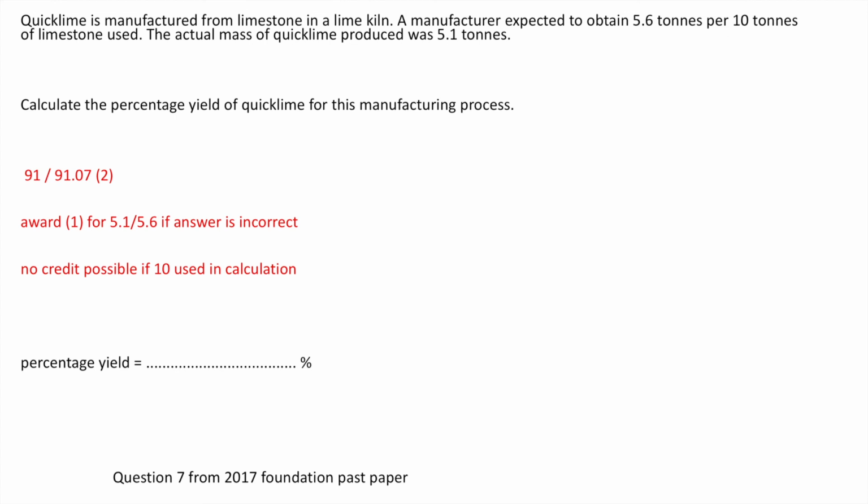Quicklime is manufactured from limestone in a lime kiln. The manufacturer expected to obtain 5.6 tons per 10 tons of limestone, but the actual mass was only 5.1 tons. You're asked to calculate the percentage yield of quicklime for this manufacturing process, which is simply 91, 91.0, or 91.07. 2 marks. You get 1 mark for 5.1 over 5.6 if the final answer was incorrect, and no credit would be possible if you just used the 10 tons in the calculation.